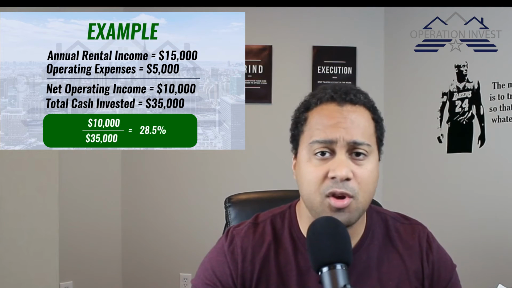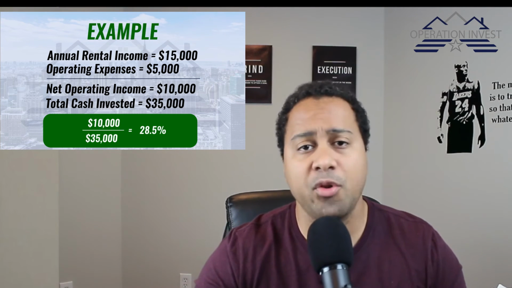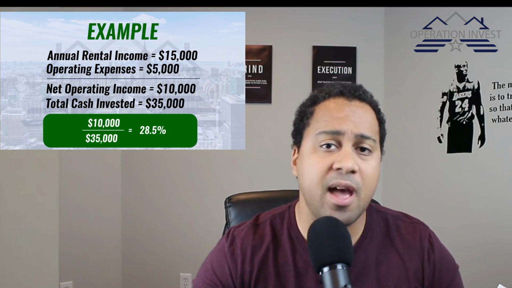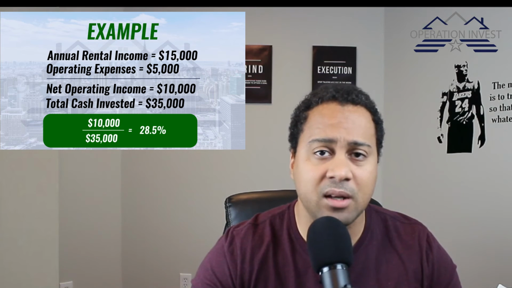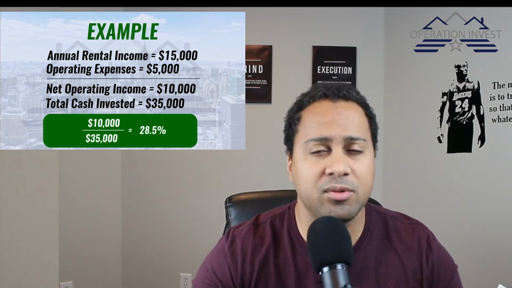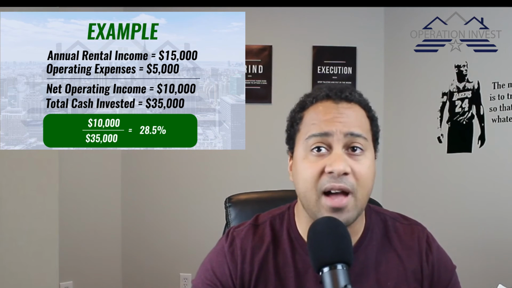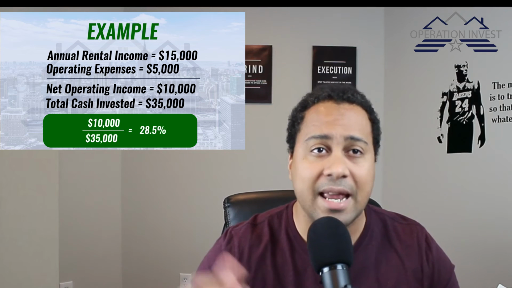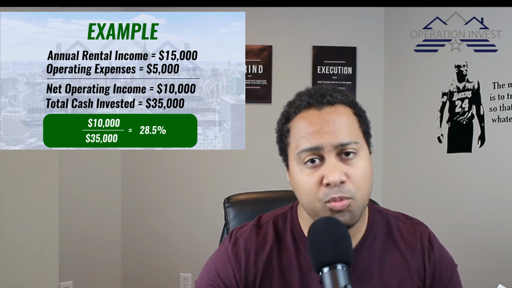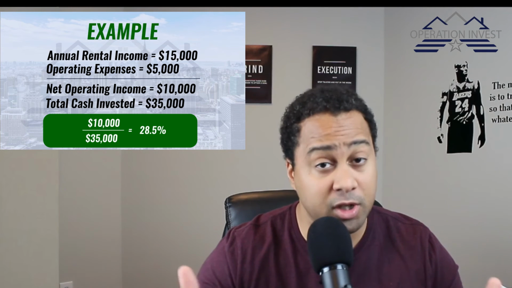And say for your down payment that you put $35,000 down on that rental property. And so now you have your numbers where you can make that calculation. You take that $10,000 after you subtracted out your operational expenses, so your net operating income, and divide that by the $35,000 cash that you invested in the deal, and now you have your cash on cash, which comes out to be 28.5%, which is really, really good.